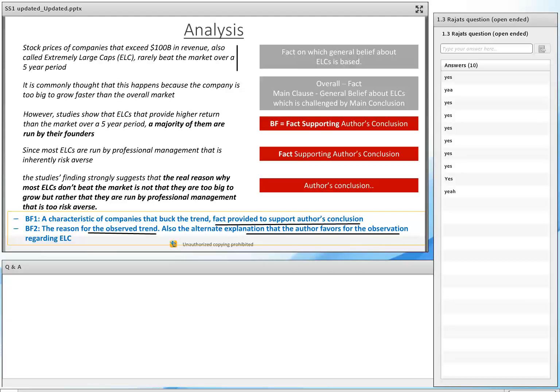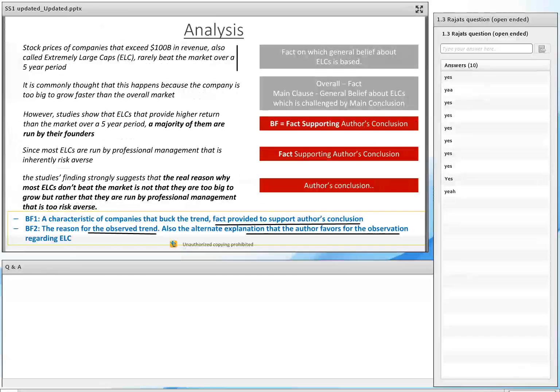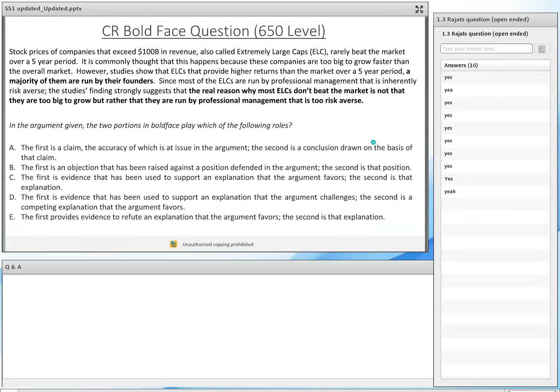That's boldface 1 and boldface 2. So let's now evaluate the answer choices. Remember, boldface 1 said the first is a fact provided to support the author's conclusion. So let's look at the answer choices.